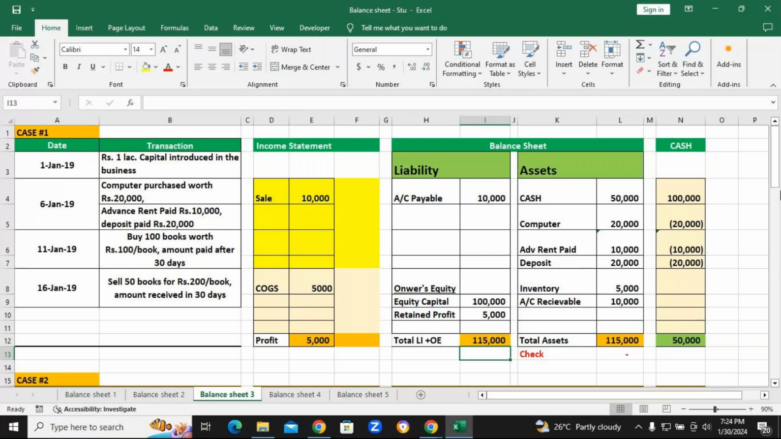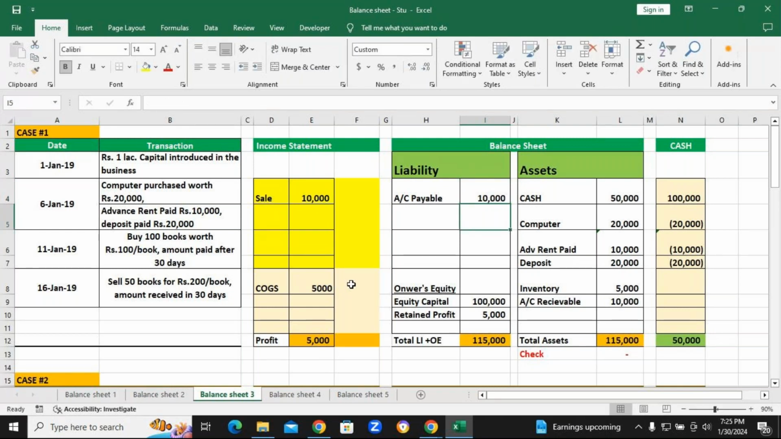Ma'am, can you explain the payables and the receivable amount? So, payable and receivable. Here we are telling that on 11th Jan I have bought the books, 100 books at the rate of 100 rupees. And the amount is paid after 30 days, which means instantly I am not going to pay any amount; I am supposed to pay. So account payable is 100 into 100. Account payable means the amount is yet to be paid, which I am supposed to pay within 30 days.